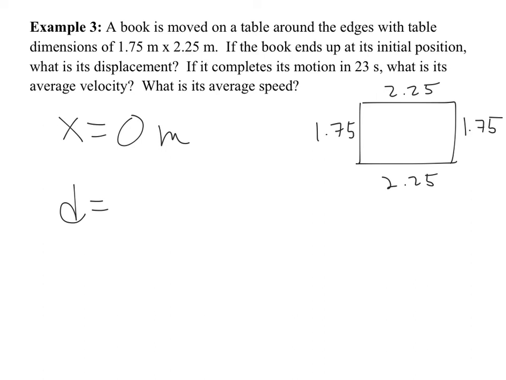1.75 and 2.25 makes 4, right? So it's just simply 8. Add these two is 4, add these two is 4. So the distance traveled is 8 meters.